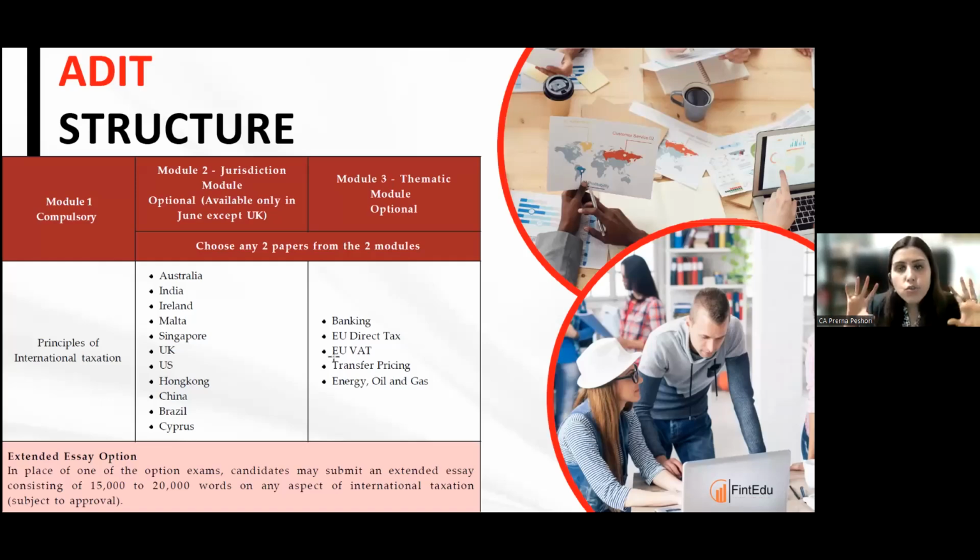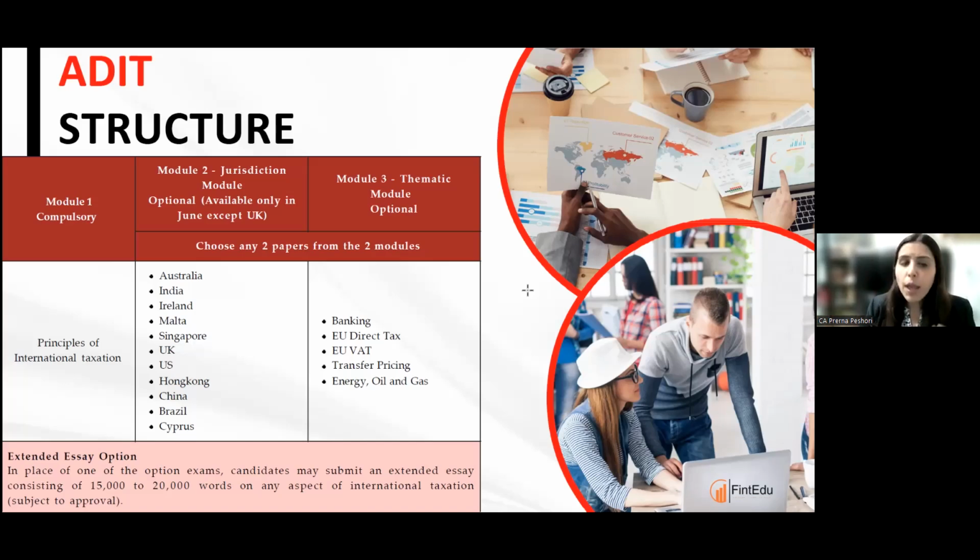Now, what does the structure of this course look like? This course has a total of 3 modules, or we'll call them 3 papers. Module 1 is the compulsory module, which is Principles of International Taxation. All of these are 100-mark papers, full-fledged papers, not MCQ exams. This course is designed in a manner that makes your study very comprehensive. There are certain courses which are just MCQ based, but this is not that easy. You have to put in your hard work to pass this course. It's not so difficult that you are not able to pass, but you have to put in hard work. So the first paper is the Principles of International Taxation.